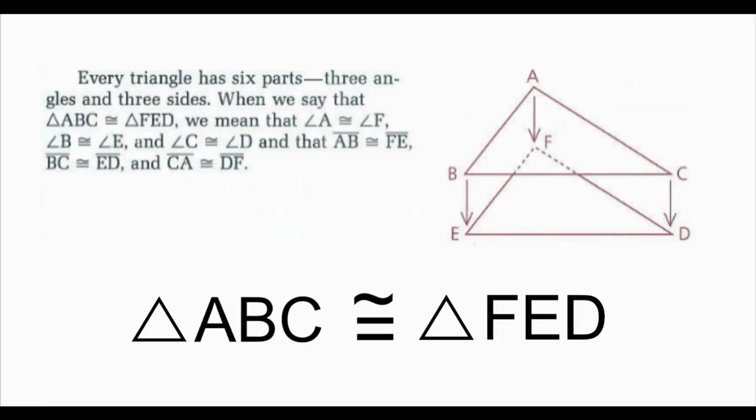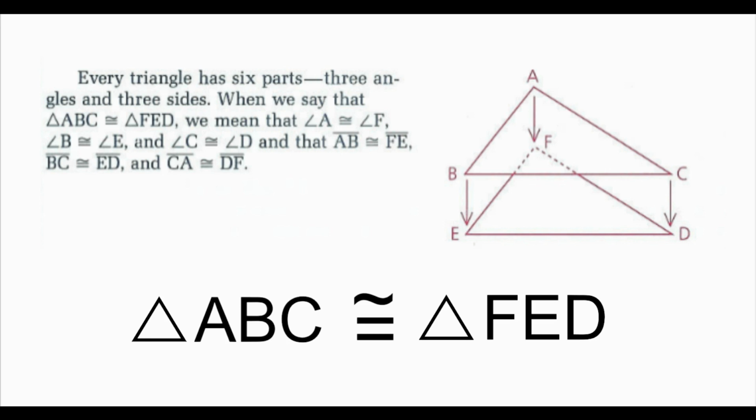Now, when I look at congruent figures, more specifically congruent triangles, I have what's called a congruent statement. I know that every triangle has 6 parts, 3 angles and 3 sides. If I look at my congruent statement, this tells me triangle ABC is congruent to triangle FED. This congruent statement will tell me which angles are congruent to one another and which sides are congruent to one another. In order to have the correct congruent statement, I need to have each letter of each triangle match with its corresponding part of the other triangle.